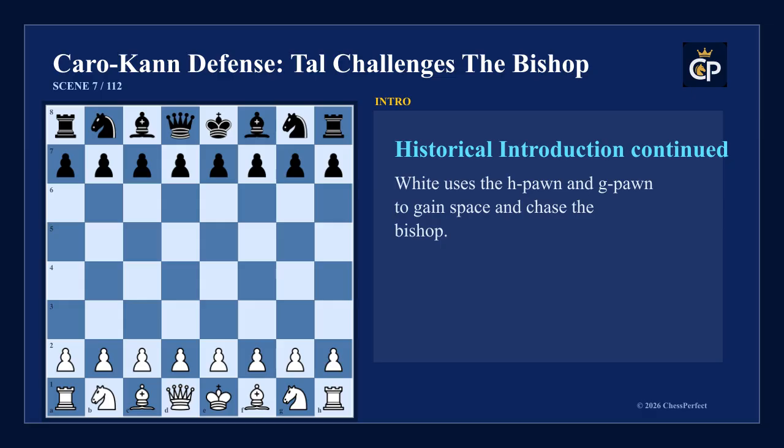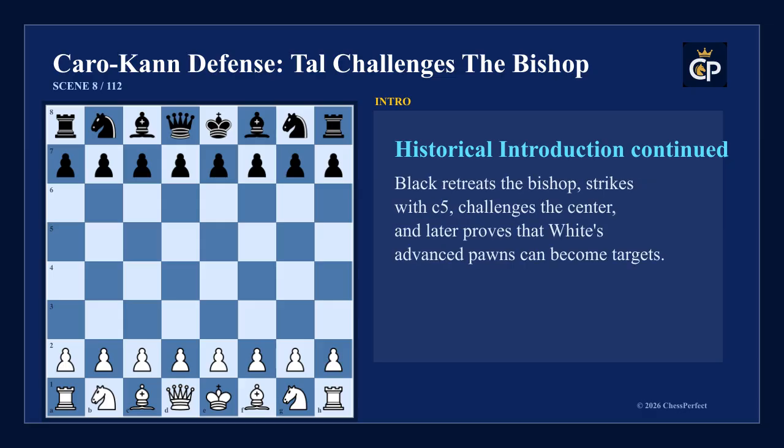White uses the h-pawn and g-pawn to gain space and chase the bishop. Black retreats the bishop, strikes with c5, challenges the center, and later proves that White's advanced pawns can become targets.